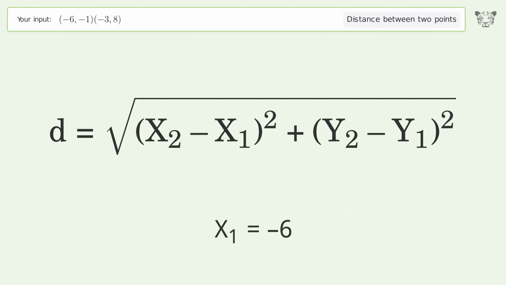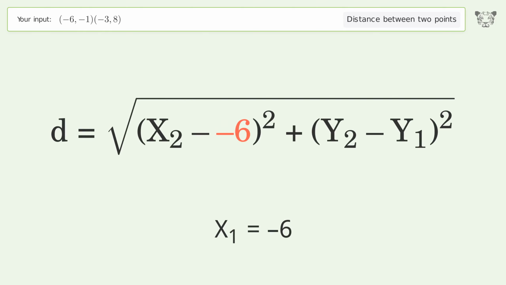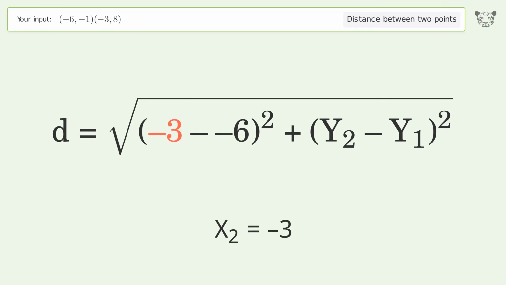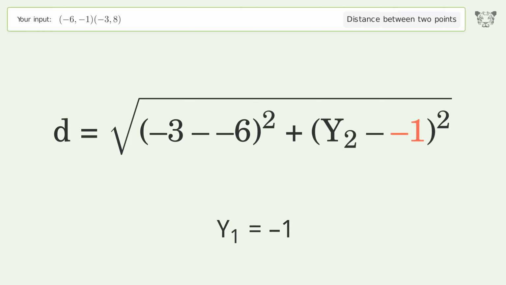x1 equals -6. x2 equals -3. y1 equals -1. y2 equals 8.